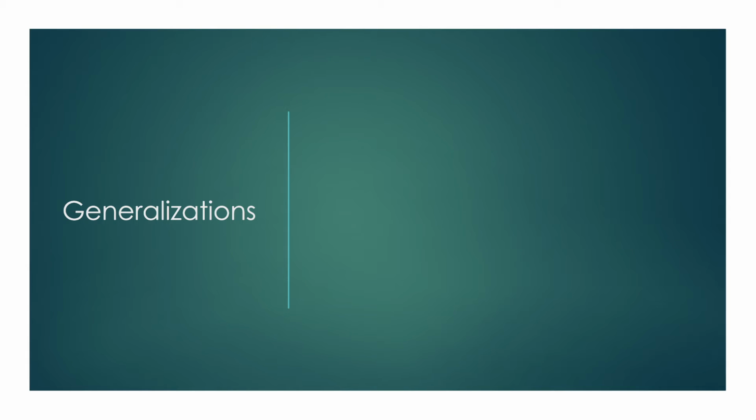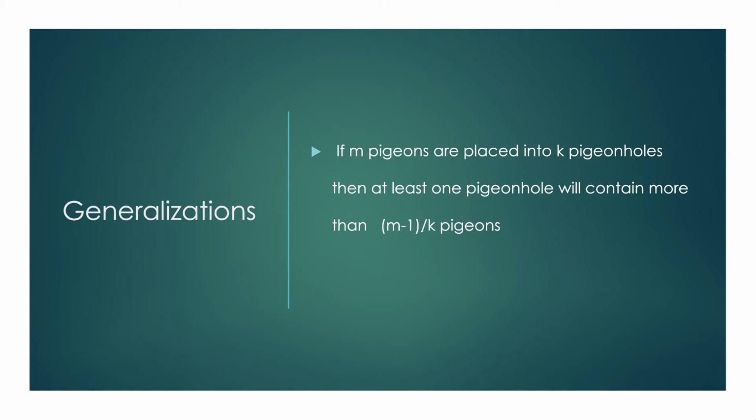From the last slide, we know that if 2k plus 1 pigeons are placed into k pigeonholes, at least one pigeonhole will contain at least 3 pigeons. In the same way, if 3k plus 1 pigeons are placed into k pigeonholes, at least one pigeonhole will contain at least 4 pigeons, such that we have this view: if m pigeons are placed into k pigeonholes, then at least one pigeonhole will contain more than (m minus 1) divided by k pigeons.